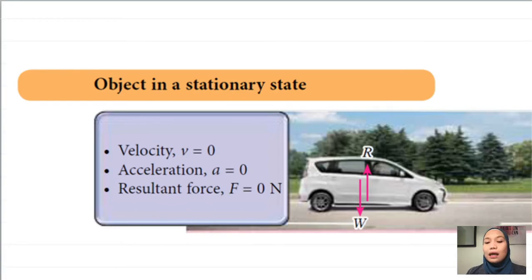So what are the forces acting on the car? Now the velocity is 0, acceleration equals 0, so F equal to ma. When a equals 0, the resultant force equals 0. So for an object which is in a stationary state, it does not have a resultant force.